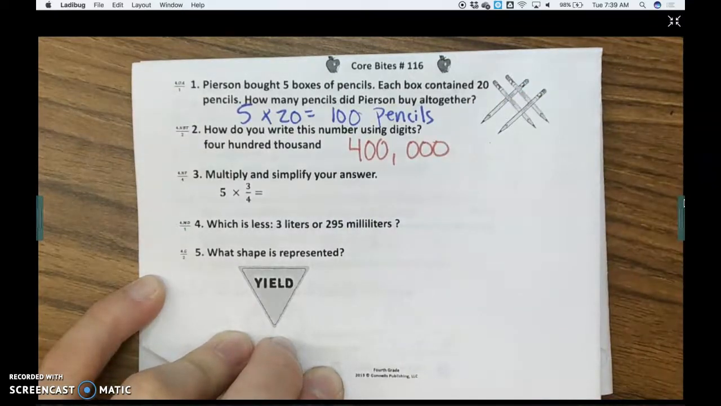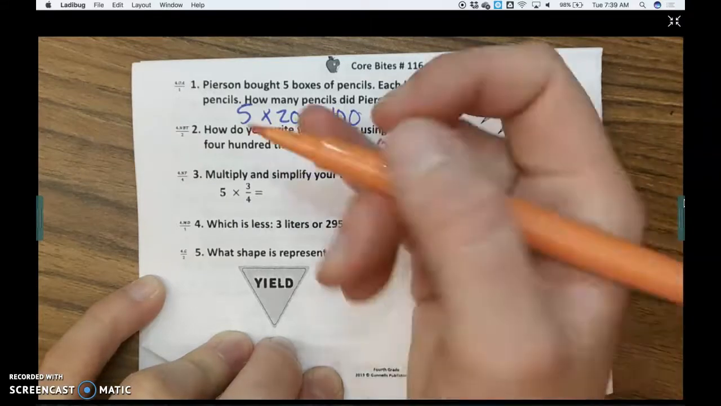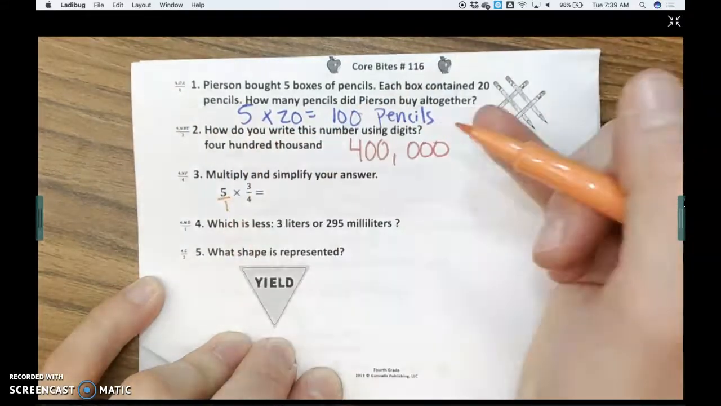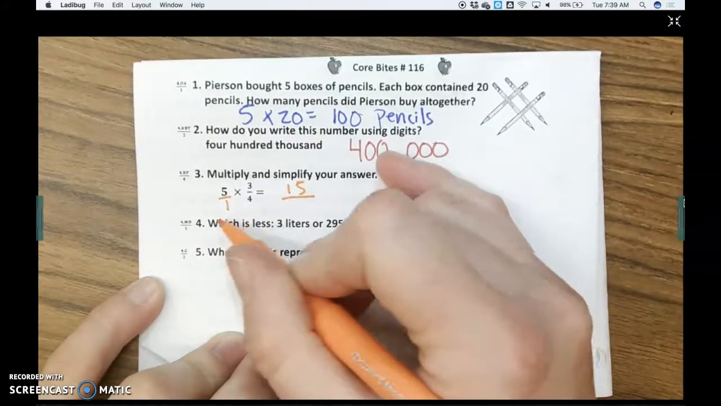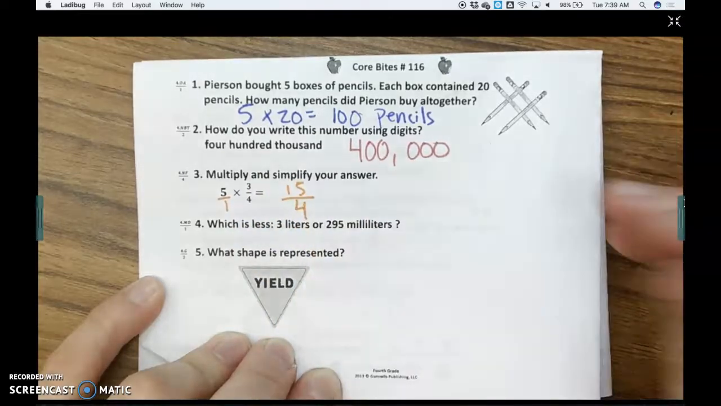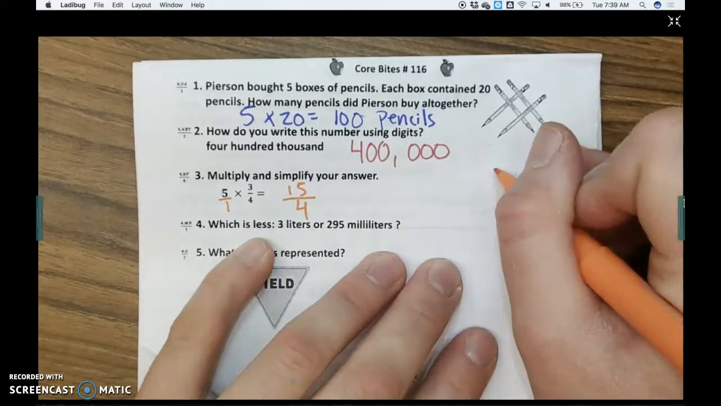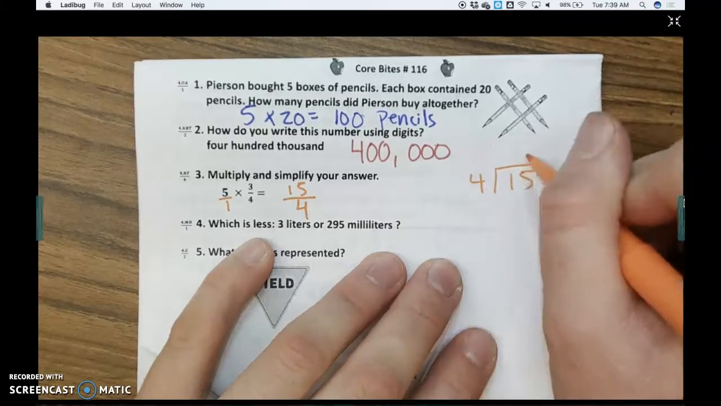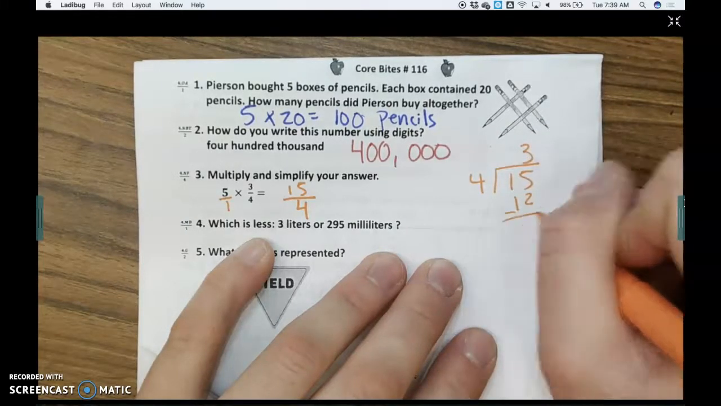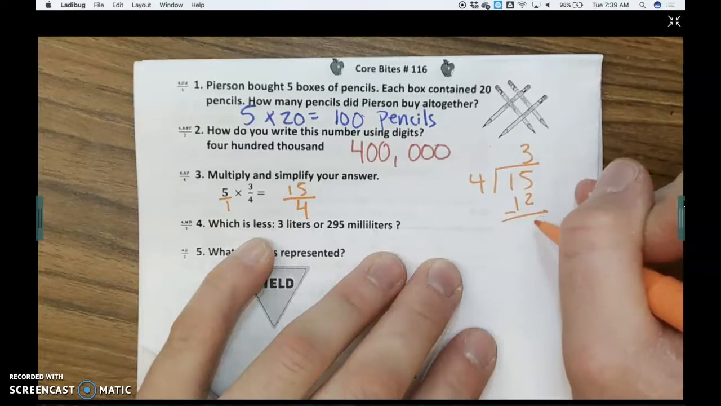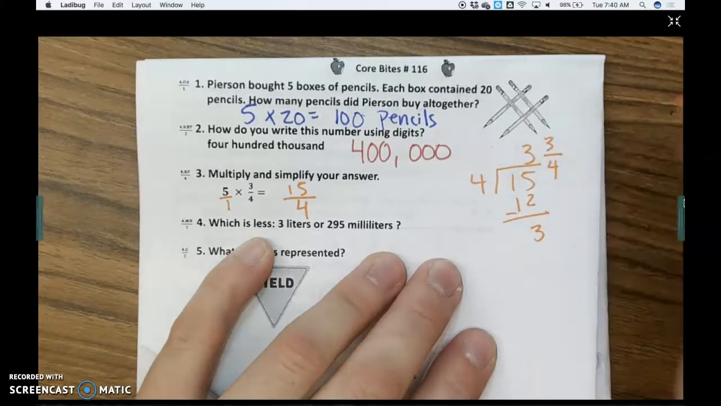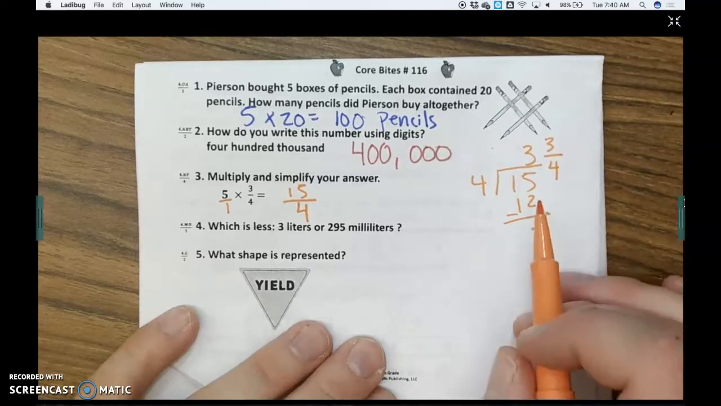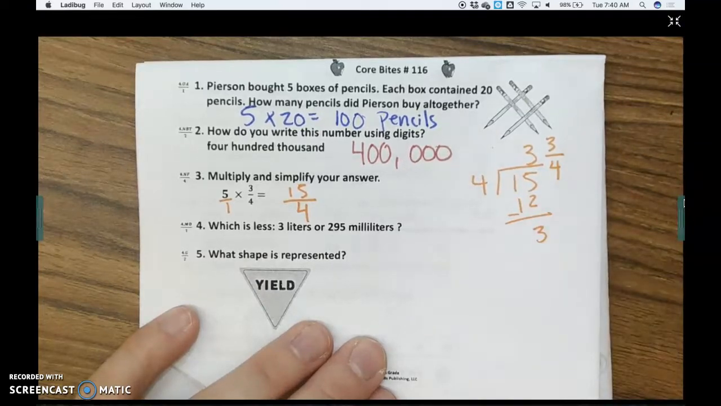For number 3, multiply and simplify your answer. So what you do, you would just put a 1 under there and just multiply across. So 5 times 3 is 15. 1 times 4 is 4. Then you would have to divide. So you would do 15 by 4. 4 times 3 is 12. 15 minus 12 would give you 3. So your remainder would be 3. You're over 4. You cannot simplify that any further, so your answer would be 3 3/4.